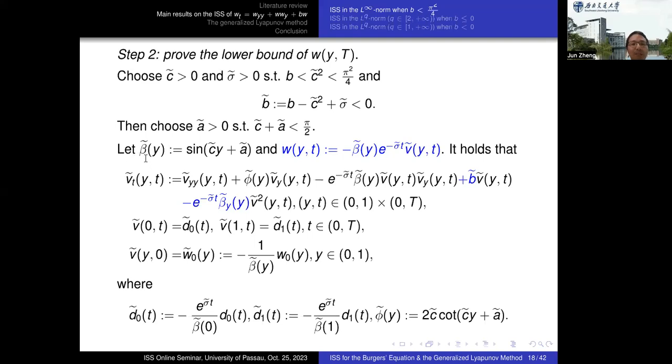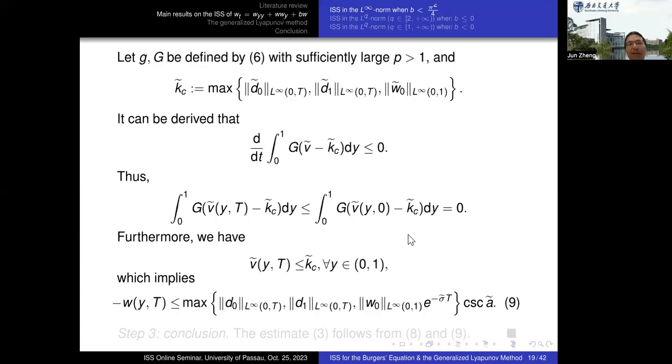Then we define beta tilde by using sign function. Then we can guarantee that the derivative of beta tilde is positive. Then this term is negative. Here, B tilde has been strictly negative. So in order to deal with boundary term, we defined G and capital G as before, and defined the constant Kc tilde by using the maximum of these 3 terms. Then in the Lyapunov arguments, we can derive that this differential inequality holds true.